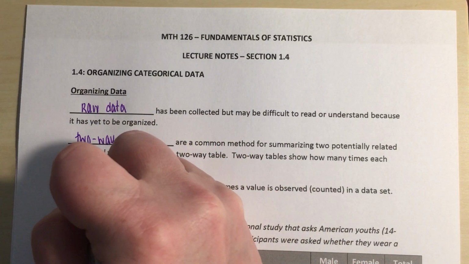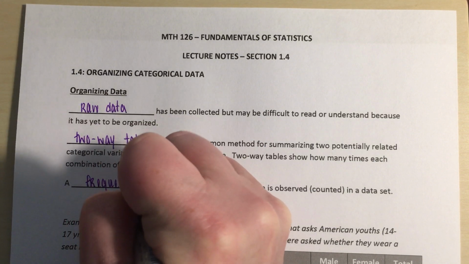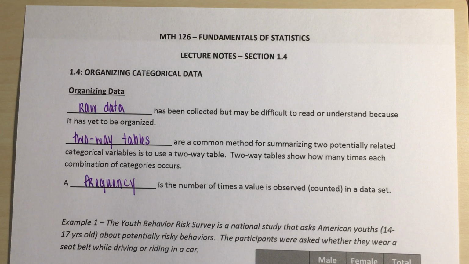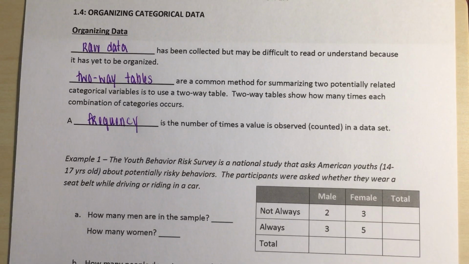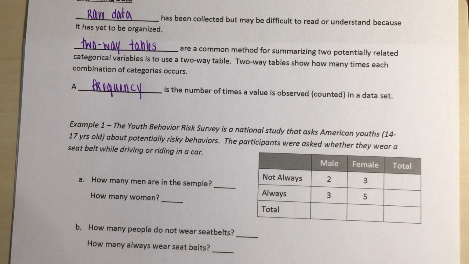A frequency is the number of times a value is observed or counted in a data set. So frequency means how frequently this data value occurs. In this first example, we're going to look a little bit at a two-way table and the type of information that we can get out of it.